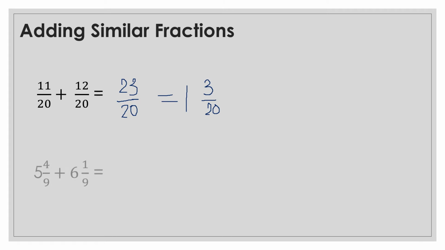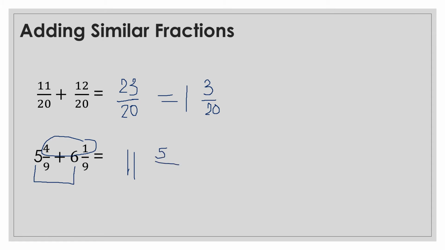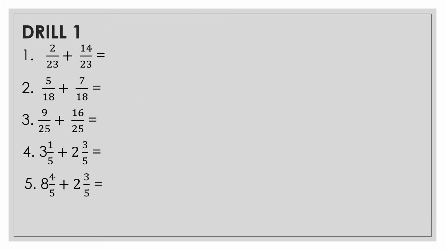Last example. Adding two mixed fractions, 5 and 4 over 9 plus 6 and 1 over 9. First, let us add our whole numbers, 5 and 6, which is 11. And then add the numerators. 4 plus 1 is 5 over, copy the denominator, 9. The answer is 11 and 5 over 9.